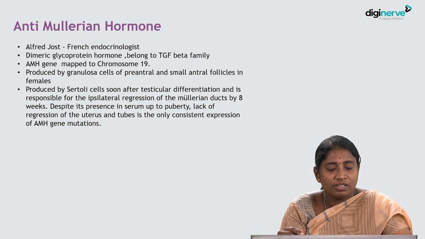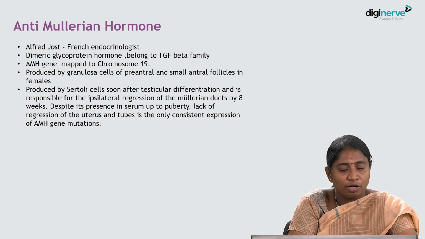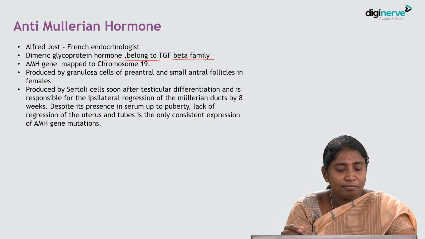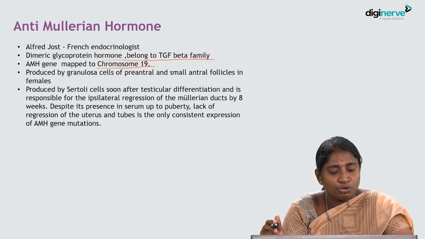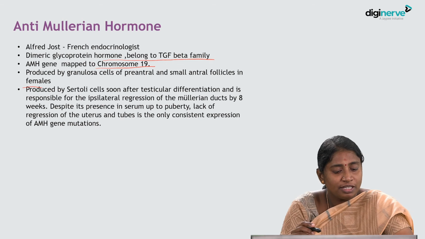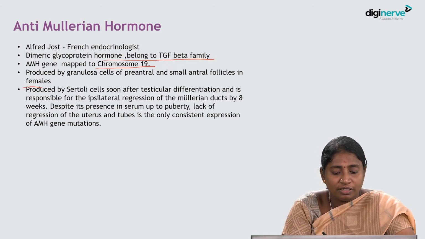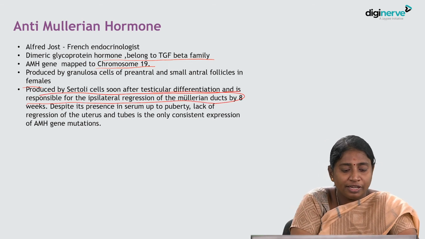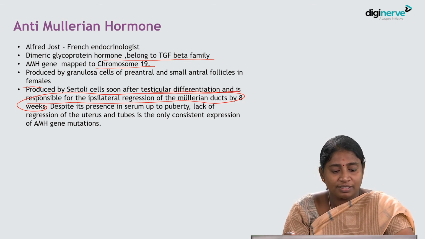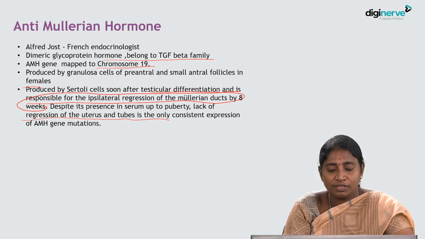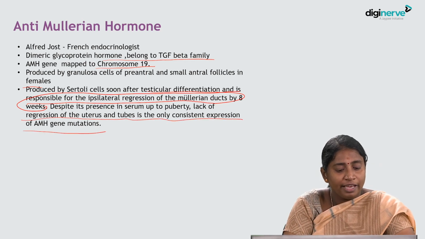Alfred Jost, a French endocrinologist, first named this dimeric glycoprotein hormone, which belongs to the TGF-beta family. The AMH gene is mapped to chromosome 19 and is produced by granulosa cells of preantral and small antral follicles in females. It's produced by Sertoli cells soon after testicular differentiation and is responsible for ipsilateral regression of the Mullerian duct by 8 weeks. Despite its presence in serum up to puberty, lack of regression of the uterus and tubes is the only consistent expression of an AMH gene mutation.